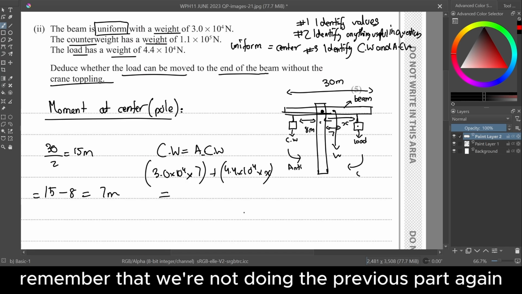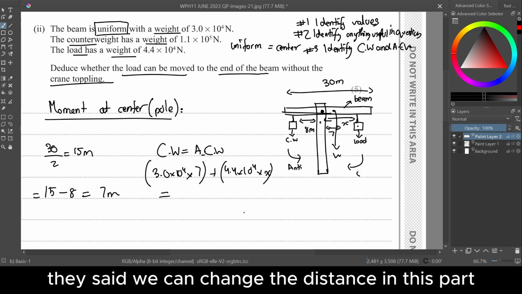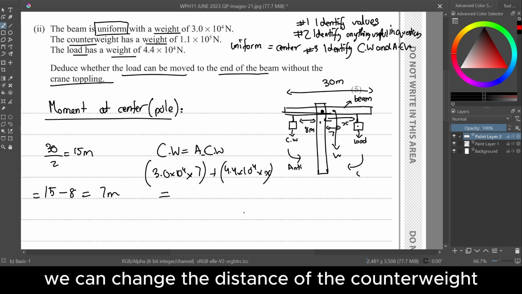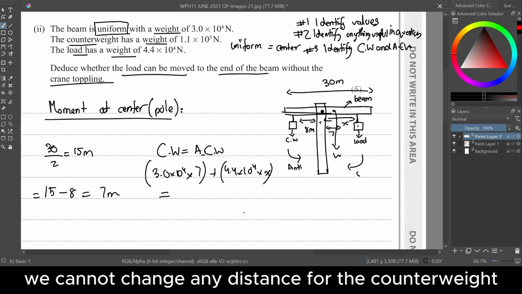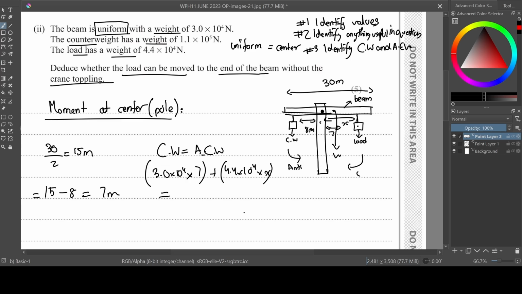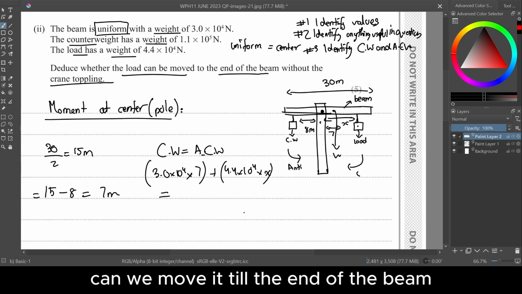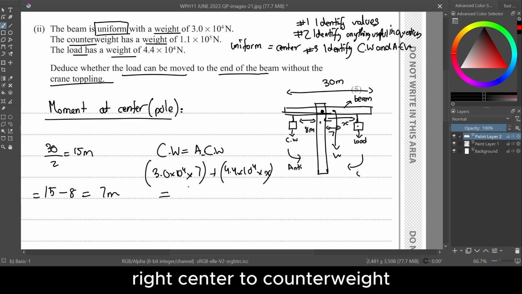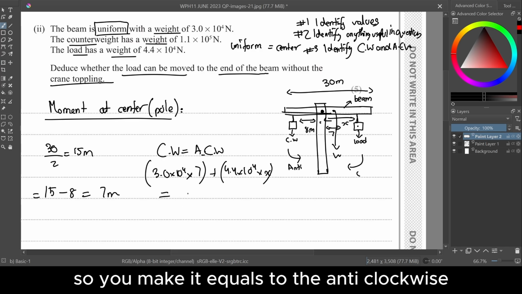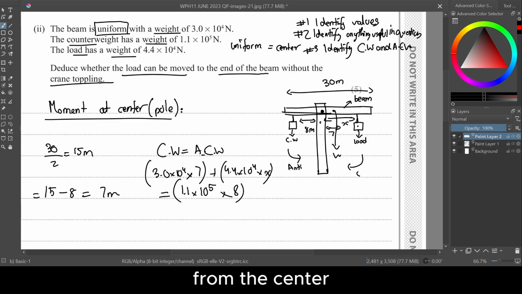Remember that we're not doing the previous part again. In the previous part they said we can change the distance. In this part they did not say we can change the distance of the counterweight, so remove that thought from your mind. We cannot change any distance for the counterweight. We are only seeing how much further we can move the load before it topples. So you make it equal to the anti-clockwise, which is 1.1 times 10 raised to power 5 times the distance, which is 8, from the center.